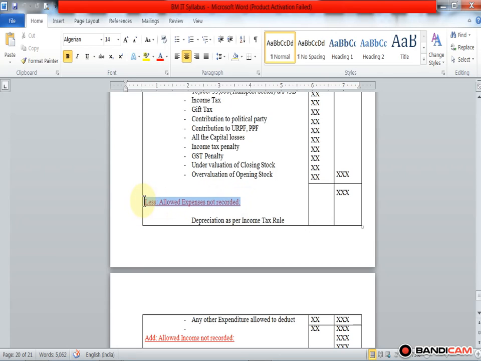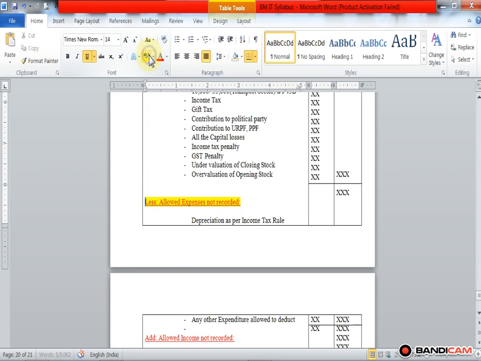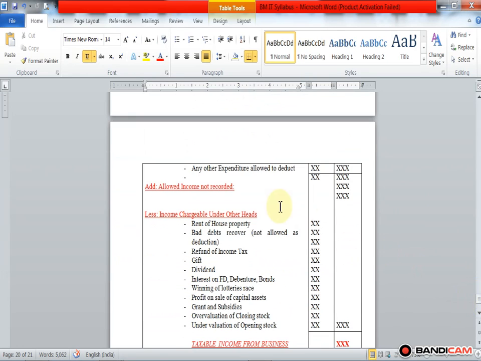Then we add, first point, add disallowed expenses. Then second point, less allowable expenses not recorded in the books of accounts. Then add allowable income not recorded in the books of accounts. Allowable income, for example, business income. So all business income is allowable to add in net profit, because when income is earned, our net profit has increased. So the allowable income not recorded in the books of accounts is added in net profit.